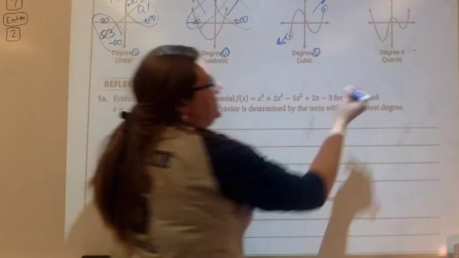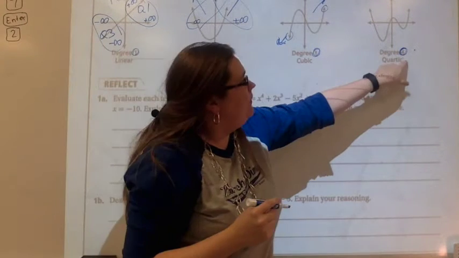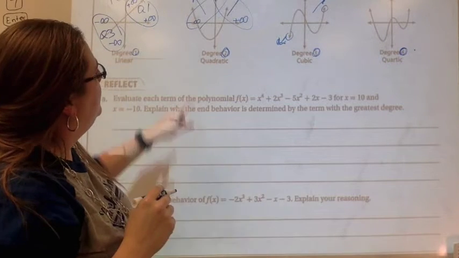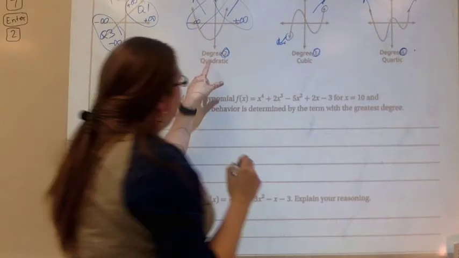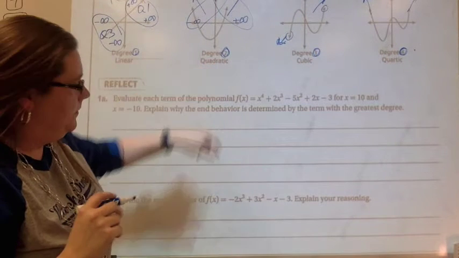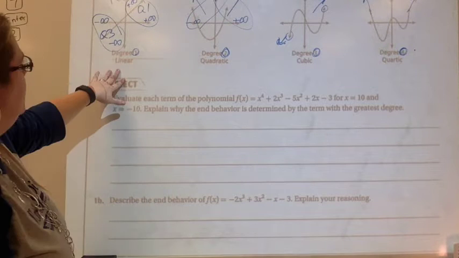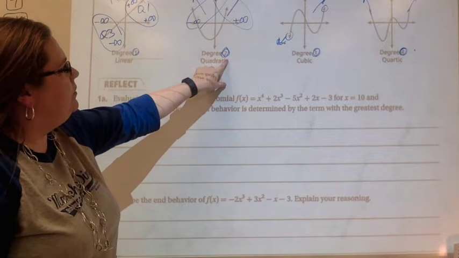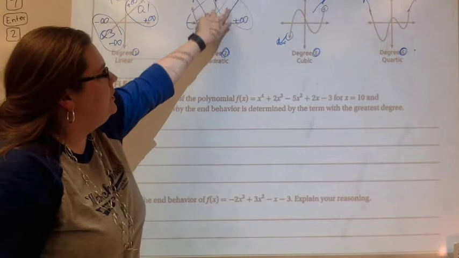And degree 4, again, notice that this is an even number for the degree. So it has the same behavior as a degree 2, a quadratic. Now, how many times it shifts is also part of this. Notice that with degree 2, the graph changes direction one time. It's going down, and then it changes direction and goes up.